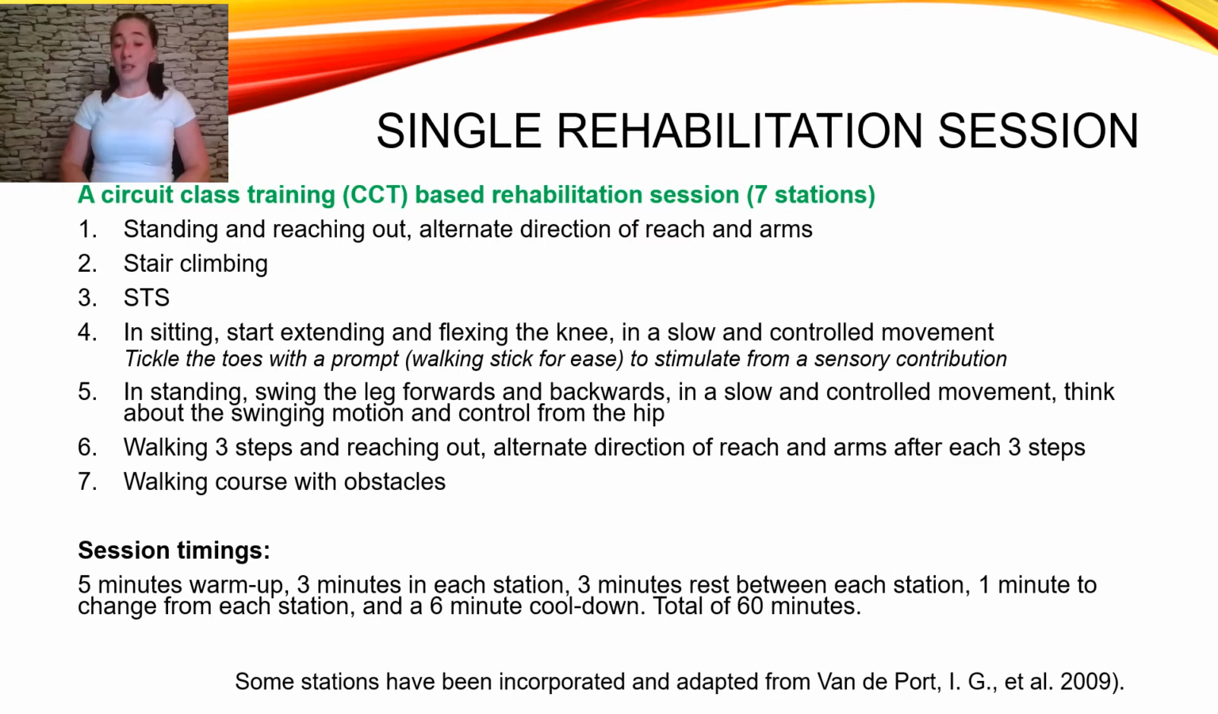Whilst station 6 is walking 3 steps and reaching out. Alternate direction of reach and arms after each 3 steps. Station 7 is a walking course with obstacles, so this could be cones or shoes, books, just anything to try and make the patient be aware that, sometimes when out walking, there could be things on the path, on the pavement that are in the way, and she might have to avoid them to minimise risk of tripping and falling.